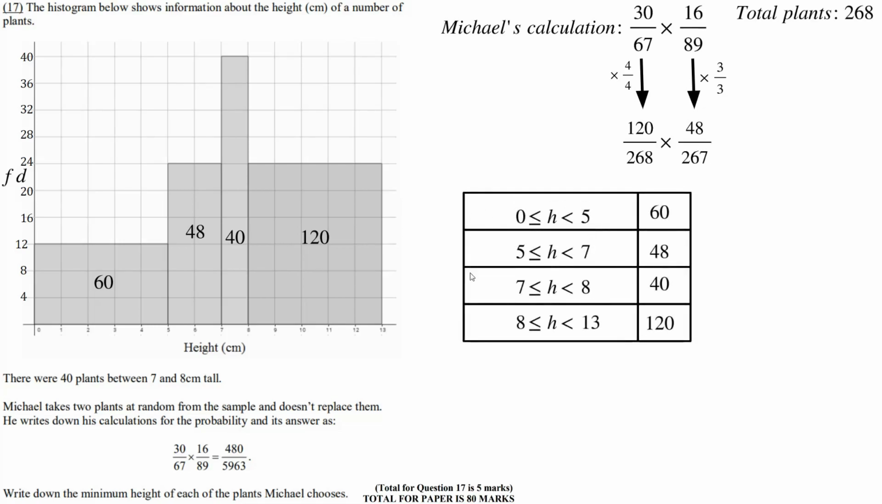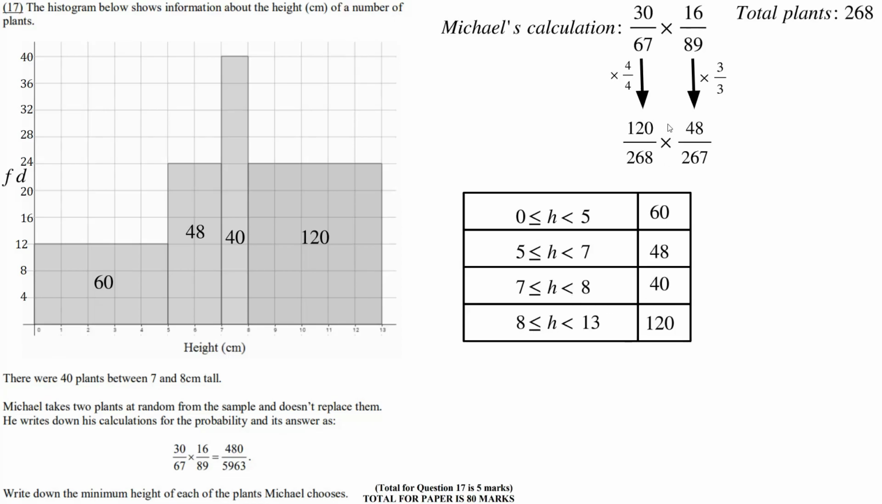Now, I've just put this in a table. You really don't need a table, because you can just see it off here. But if the top one is 120, he must have taken it out of this row. And the heights in this row are between 8 and 13, including 8. And 8 is the smallest in here. And we want the smallest height. So for the first plant, the smallest height must have been 8 centimeters, because that's the lowest possible height in that row. And Michael's taken the plant out of that row.